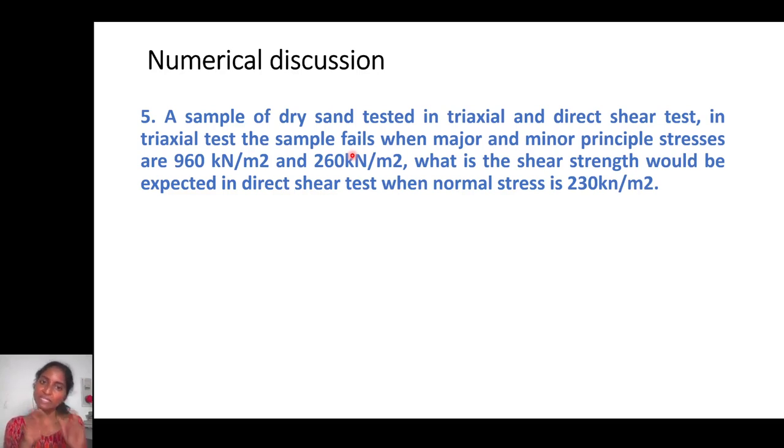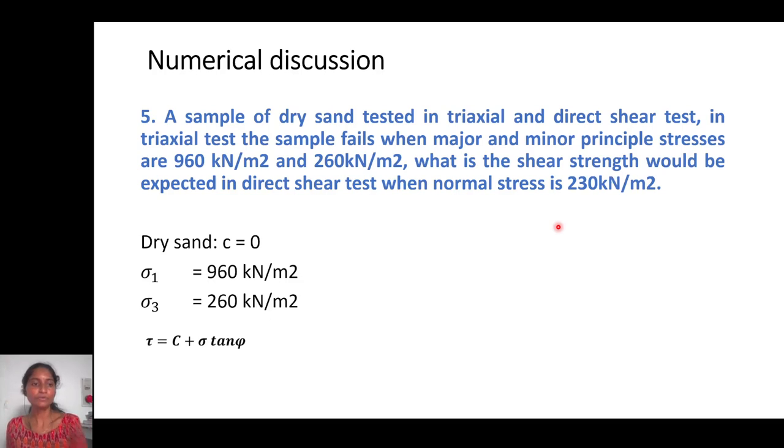If I take the same sand and test the specimen in direct shear test, I try to apply 230 kilonewton per meter square from the top. So what is the horizontal shear stress I need to apply so that my sand will fail in the direct shear test also? See here, dry sand they have mentioned, that means cohesion is 0. Sigma 1 they have given 960 kilonewton per meter square. Sigma 3 is given 260. So they are asking us to determine the shear strength of the sand.